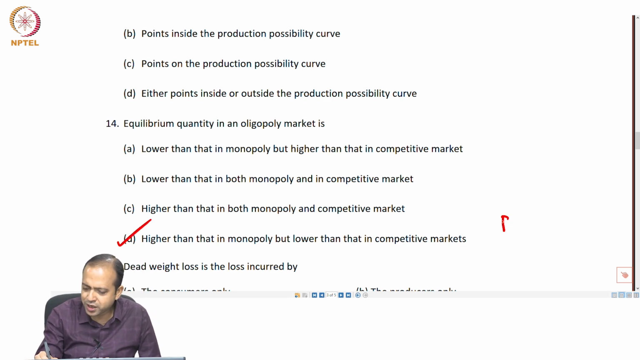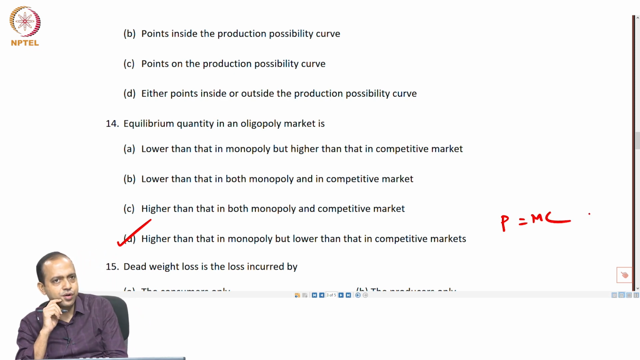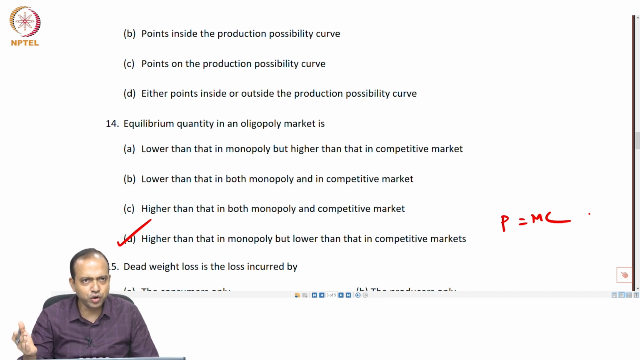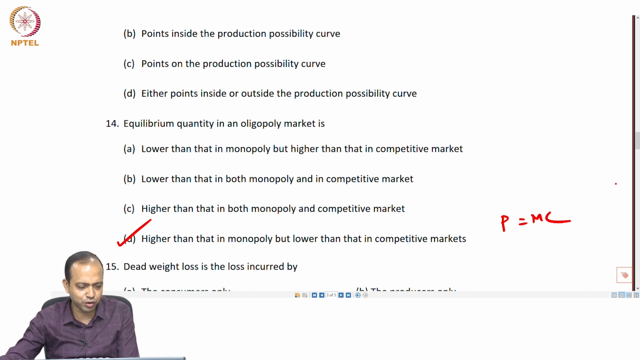Because in a competitive market, the rule is P equals MC, there is no market power. The moment P is greater than MC, supply will come down. And in monopoly, the supply is the minimum, price is the maximum. In oligopoly, price is lower than monopoly, supply is more than monopoly, but obviously less than that of a competitive equilibrium.